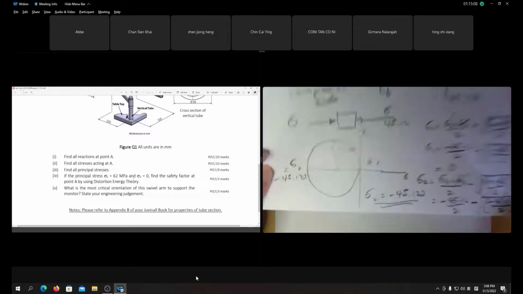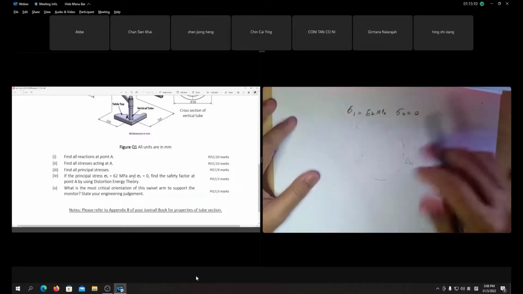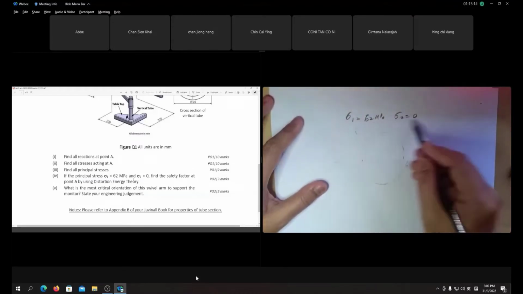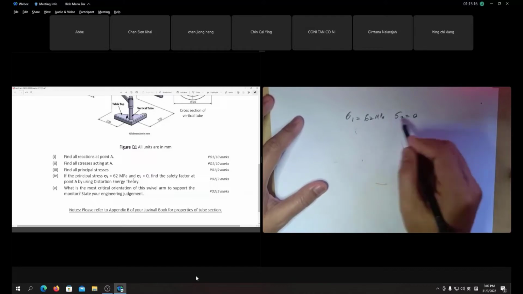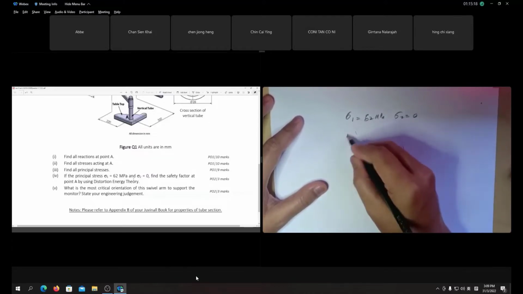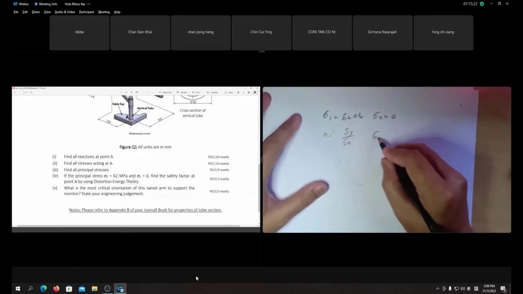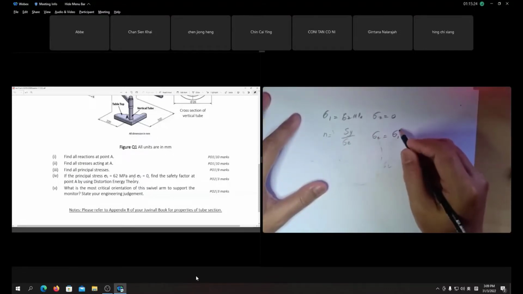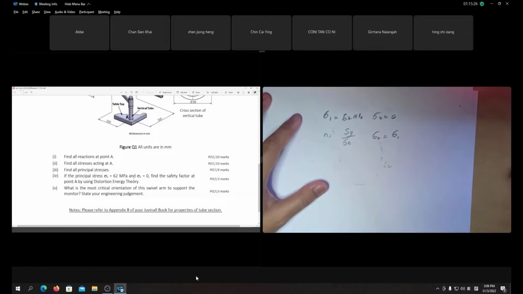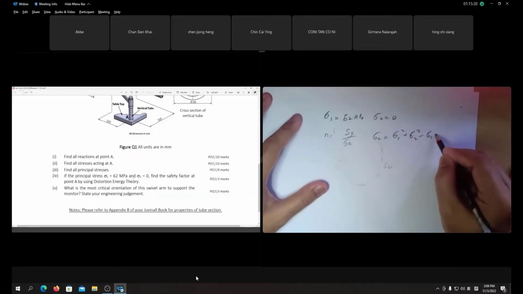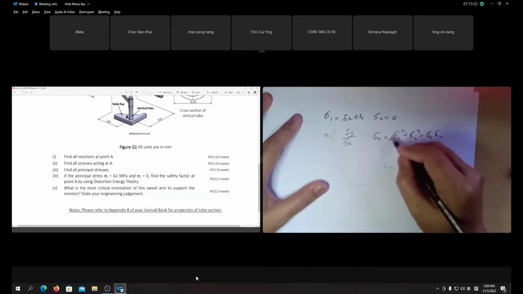Understand? But it's okay, for part 4 it's not relevant to just give you a short answer. For DET, what is the safety factor? It is SY over sigma E. Sigma E is what? Sigma 1 squared plus sigma 2 squared minus sigma 1 sigma 2, and the square root of it.